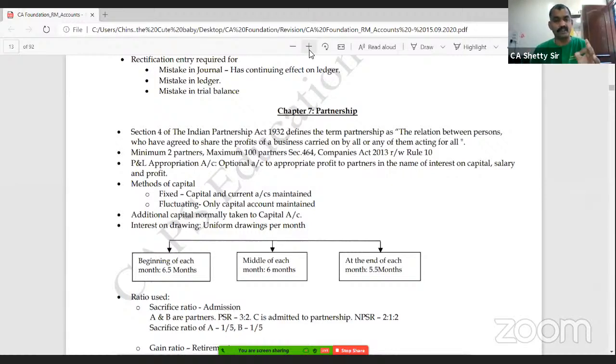So second error mark is what? P&L account. I said what? Similar to whatever. Small a, profit has to be shared by all the partners in their PSR. Small b, optionally.